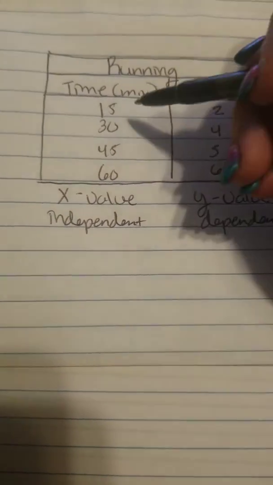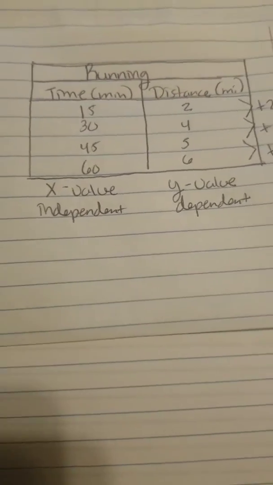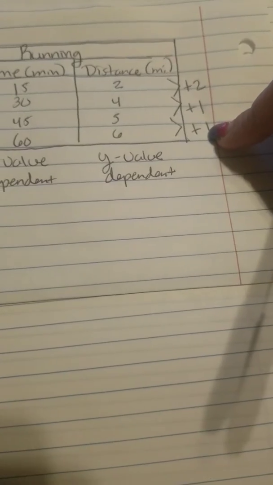Then we're going to look at our time over here. So then we need to determine what are we increasing by each time. So to go from 15 to 30, we are adding 15 minutes. To go from 30 to 45, we are adding 15 minutes. To go from 45 to 60, we are adding 15 minutes. Now over here, it looks pretty consistent. But if you look over here, we're no longer consistent.